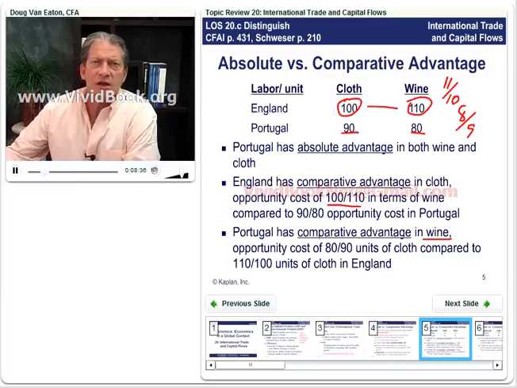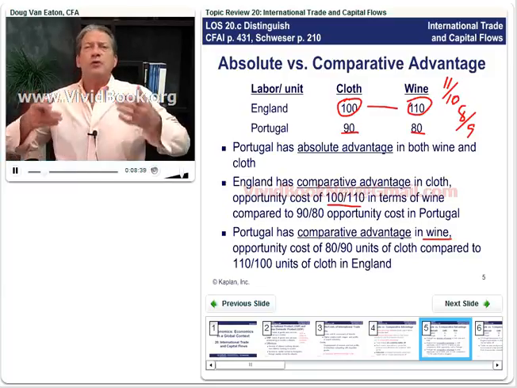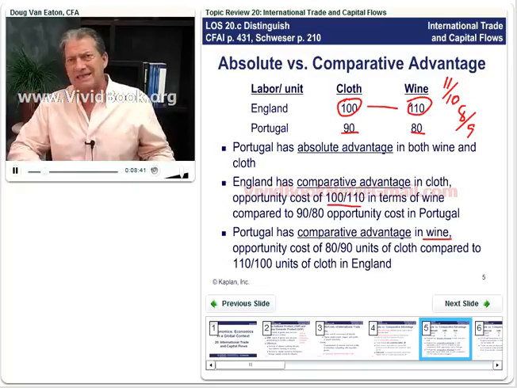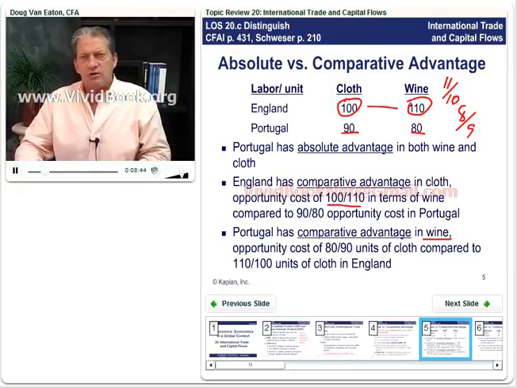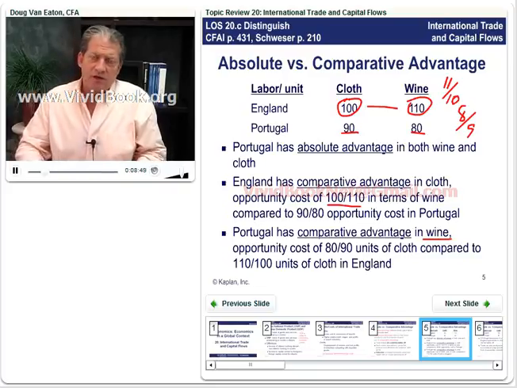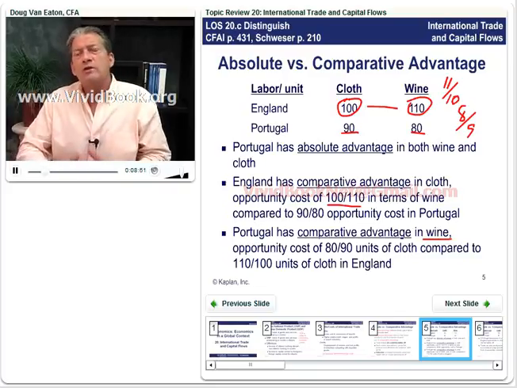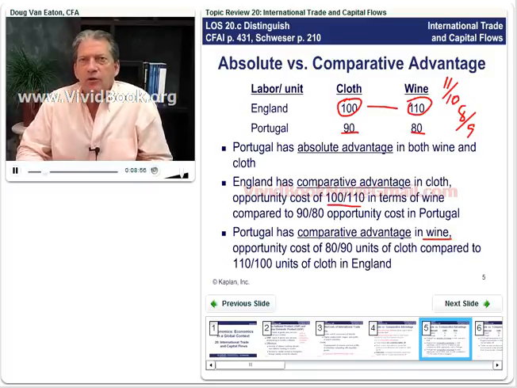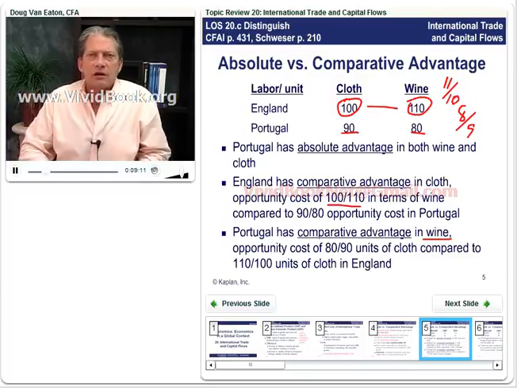Now, if they ran the other way, we'll find out that we're just flipping these fractions upside down. So if one country has a comparative advantage in one good in a two-good world, the other one must have a comparative advantage in the other. We'd just flip these over. So we'd get the opportunity cost of wine in Portugal is going to be 9/8 units of cloth. And in England, it's going to be 10/11 unit of cloth. So there you have it. We've got our comparative advantage.